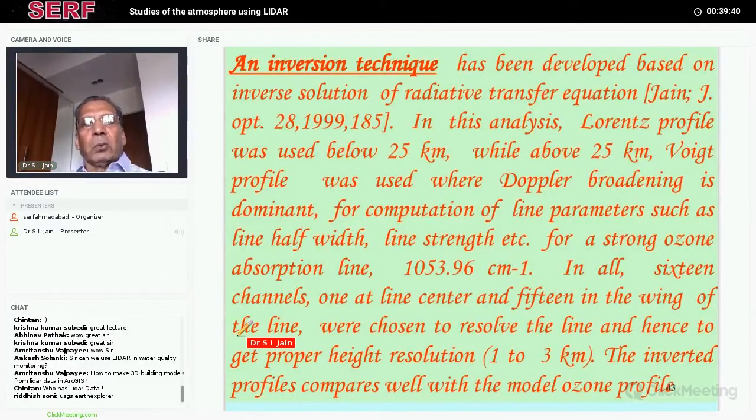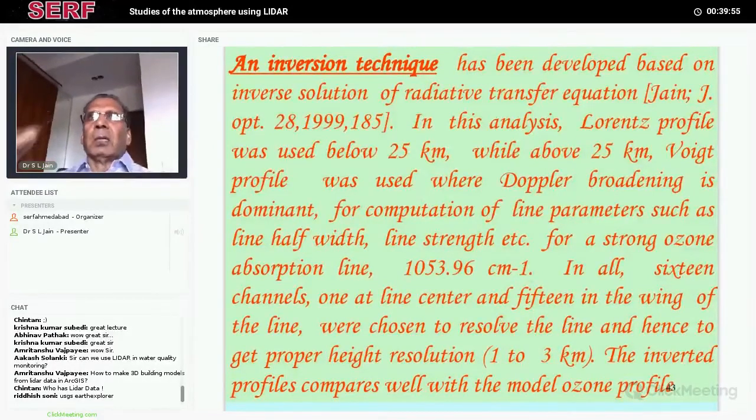In all, we had chosen 16 channels, one at the line center and 15 in the wings of the line, to resolve the line, and hence to get a proper height resolution of 1 to 3 kilometers. So you take observations at line center and in the wings of the line, separated by say 30 megahertz, 60 megahertz, 90 megahertz, and so on. Now you have to choose some specific weighting functions, and all this you have to calculate to get the 1 to 3 kilometer height resolution.